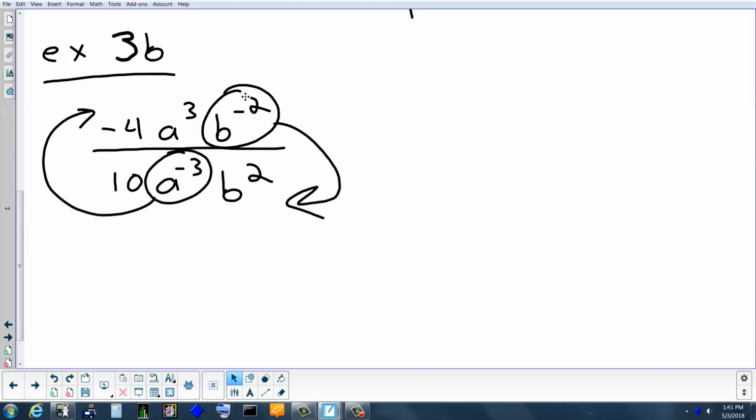All right. So a to the negative third, it's going to go to the top. So what is left in the top? Xander? Negative 4, and 8.